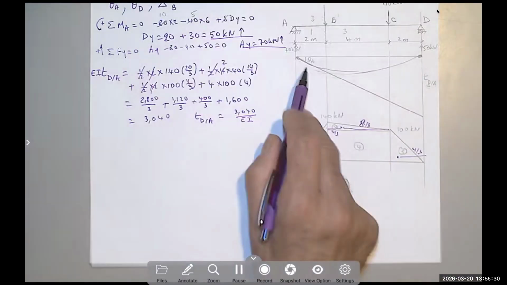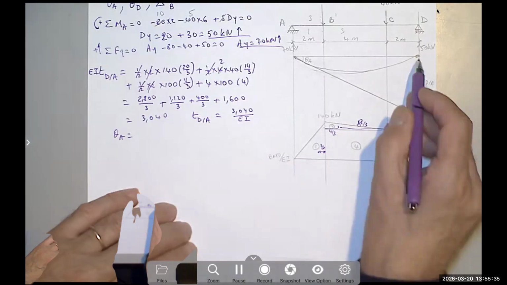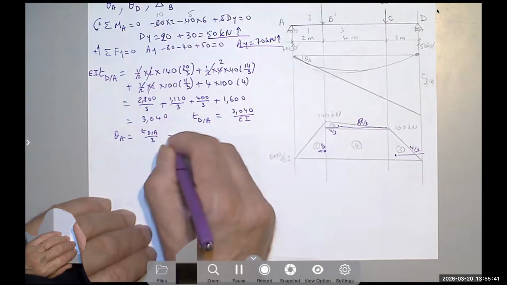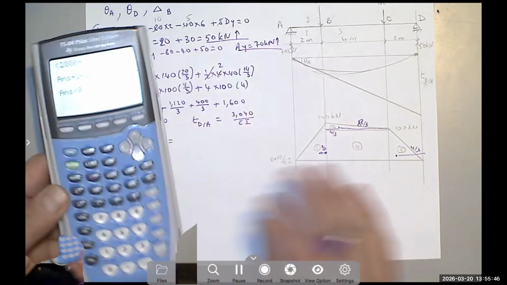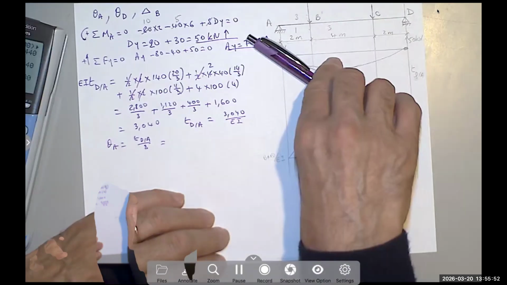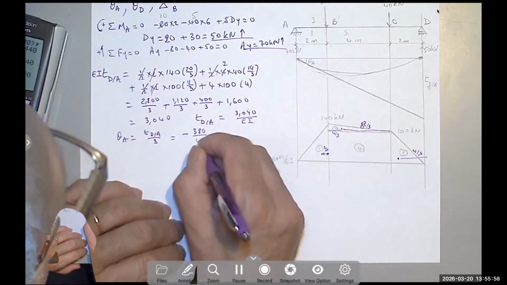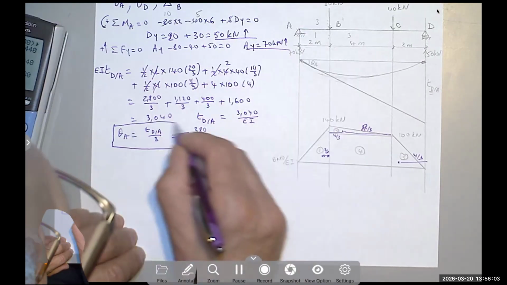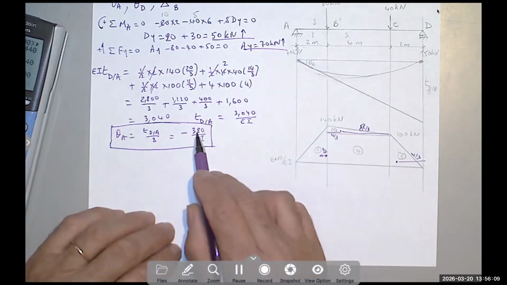Nice. But we said theta sub A is basically TDA divided by 8. So I'm going to divide this by 8. I get 380. The only thing is that this number is negative. Why? Because the rotation is clockwise. So I would say negative 380 over EI. Now, if you are given EI, for example 8 times 10 to the 6 or something, you divide that and you multiply it by 1,000 to make it in millimeters.